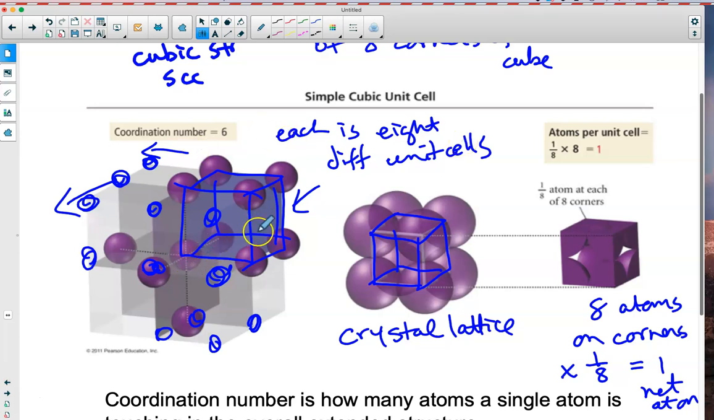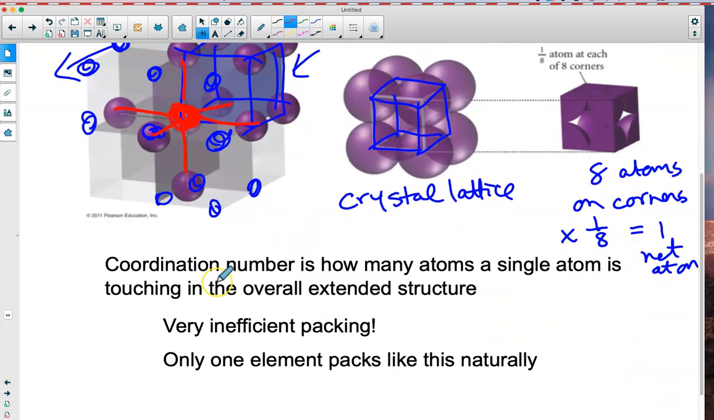And this picture also shows the coordination number. If I focus in on this atom, you can see that he's touching a total of 6 atoms in the extended structure. That one, that one, that one, that one, that one, and that one. So the coordination number is how many atoms a single atom is touching in the overall extending structure. And this is one representation of how efficient the packing is in a structure. And simple cubic is very inefficient. There's only 52% packing efficiency. And so there's only one element that naturally packs this way, and that's polonium.